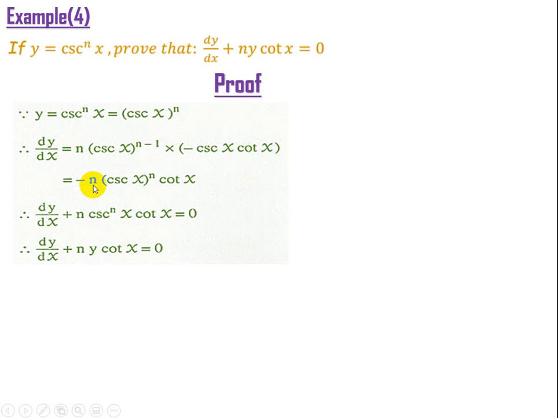So it will be negative n times cosec x by cosec x to the power n minus 1. When multiplying the same bases, we add their powers, so it will be cosec x all to the power n, and bring down cot x. So dy by dx, moving this expression to the left side using the opposite sign, will be plus n cosec to the power n of x cot x equals 0. As we took y equals cosec to the power n of x, I replace cosec to the power n of x and write y instead. So dy by dx plus n y cot x equals 0.